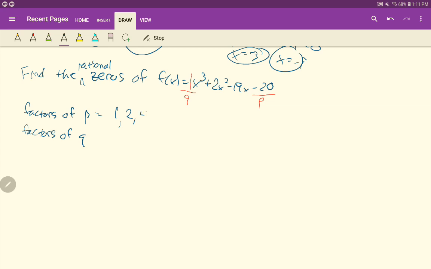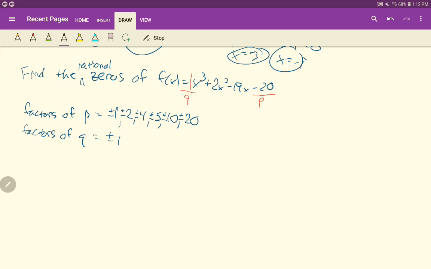2 divides 20, 4 divides 20, so it is 5 and 10, and of course the number 20 itself. But not just +1, +2, +4, +5, and +10, right? Also -1, -2, -4, -5, -10, and -20 divide 20 evenly. Let's also talk about the factors of q. Now q is just 1, so there's only one number, plus or minus 1. Okay, so these are all the factors.